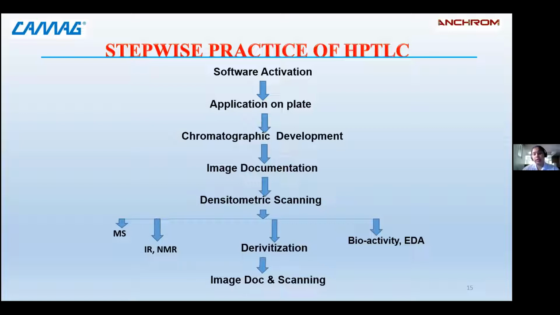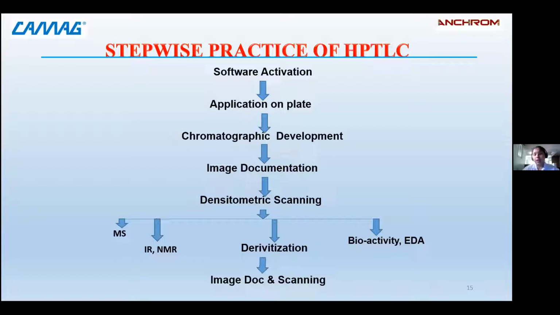Once you have scanned, you can get the reports, or if your substances or any sample are not visible to you at 254 or 366 nanometer after development, then you can go for derivatization. Again, you can go for image documentation and scanning, or you can go for MS data, IR-NMR data, bioactivity, and effect directed analysis. So all this you can get through a single plate. This is the power of HPTLC.